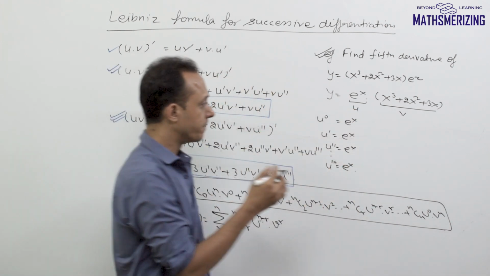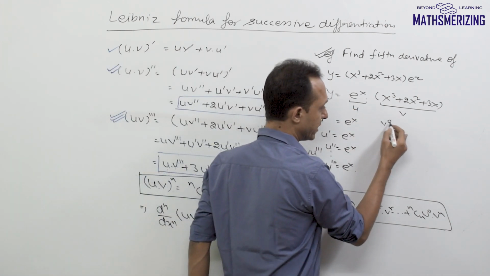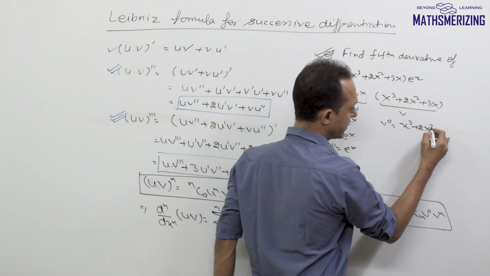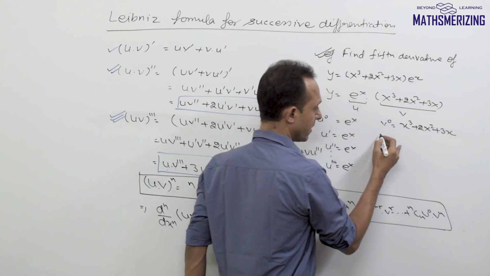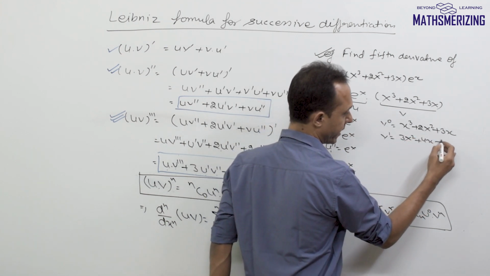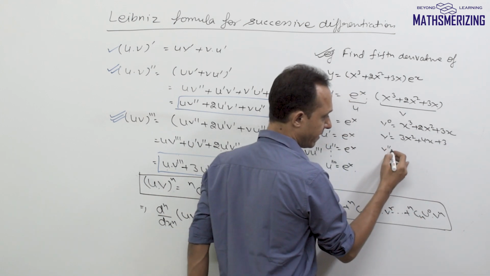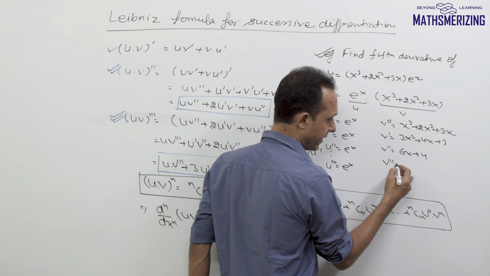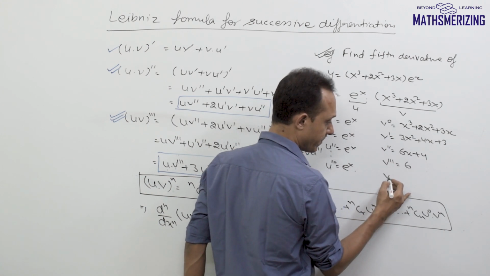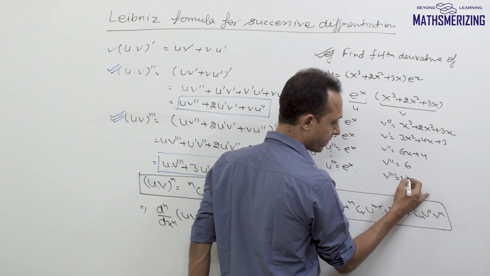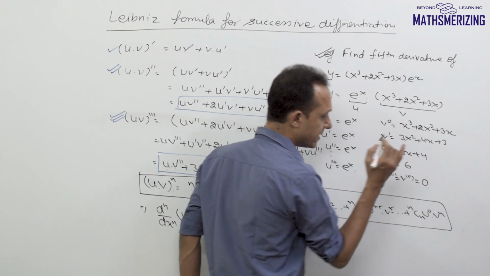Now what about this v? This v to the power 0 is the same function, which is x cube plus 2x square plus 3x. Its first derivative will be 3x square plus 4x plus 3. Second derivative 6x plus 4. Third derivative will be simply 6. Fourth derivative and fifth derivative will be simply 0.